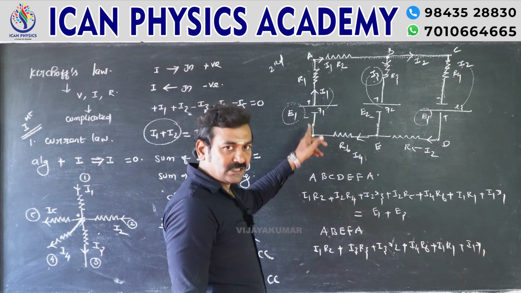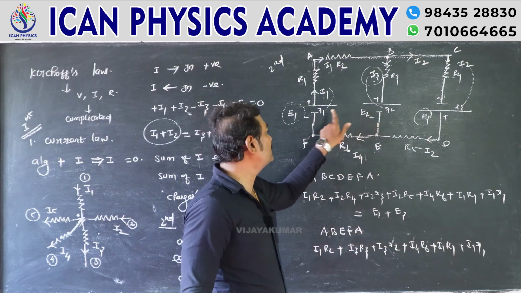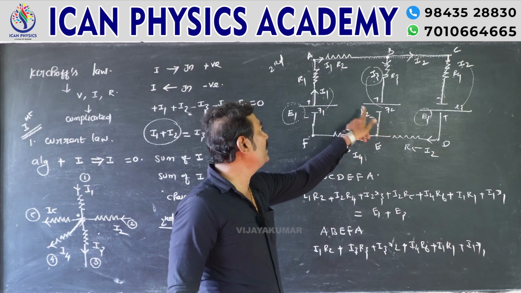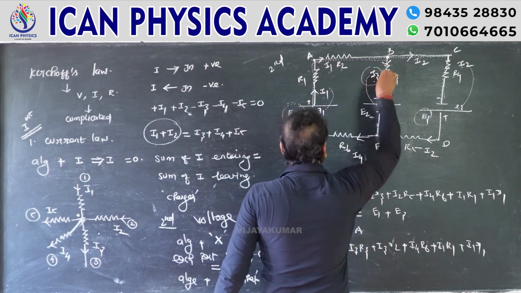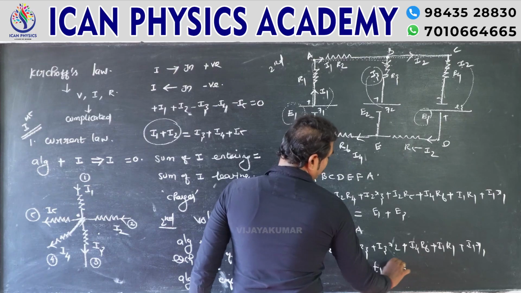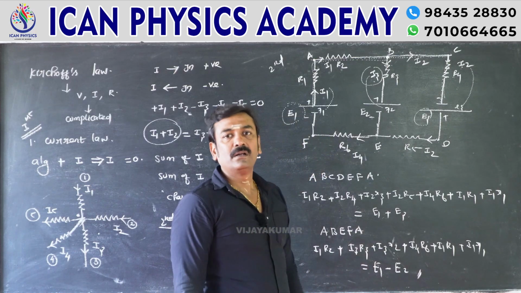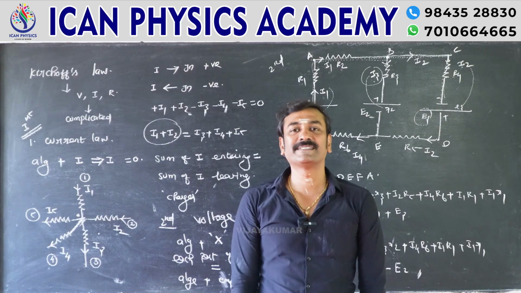Now the algebraic sum of EMF in that closed circuit. So in this closed circuit, E1 and E2, but the positive and the positive are connected. So we can write E1 minus E2. Okay, do you get it now? Do you have any doubts? No doubts.